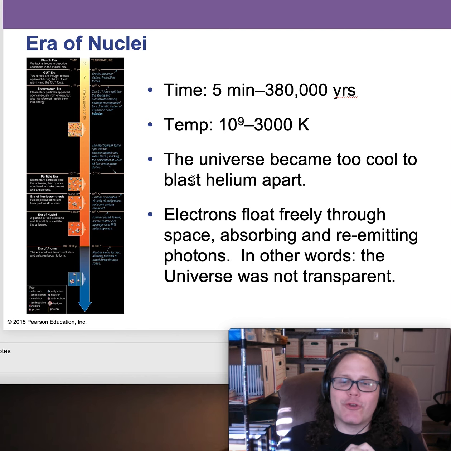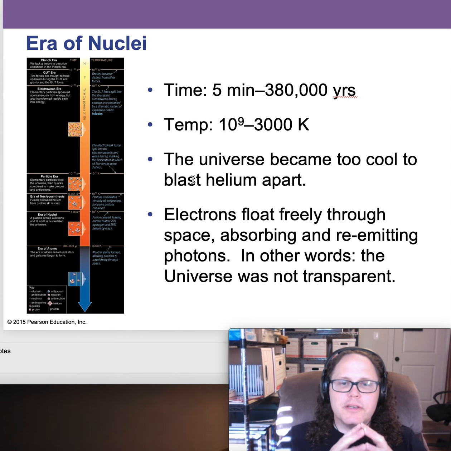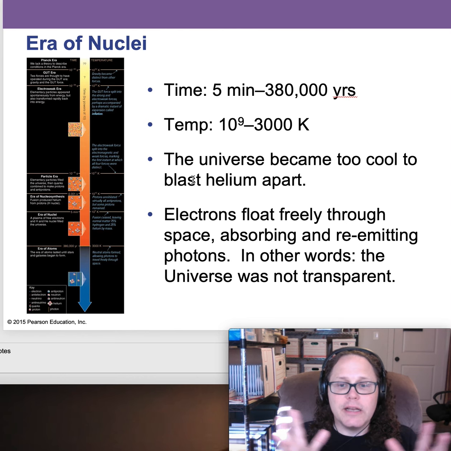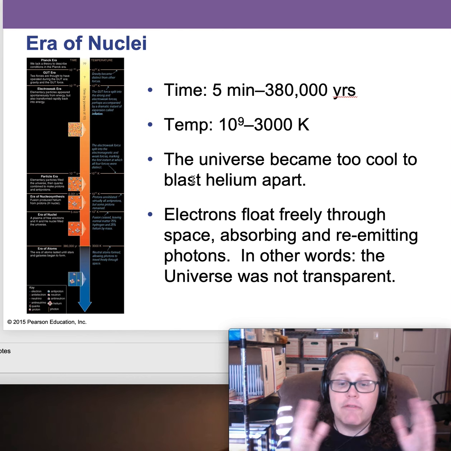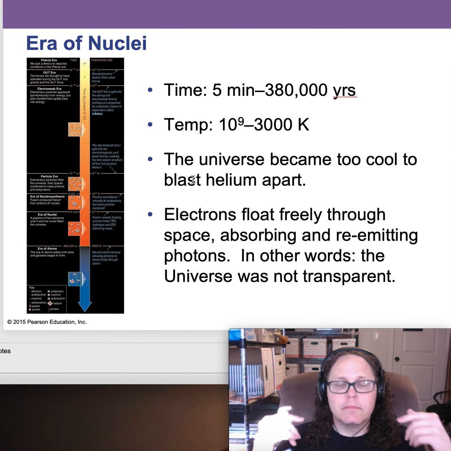And this lasted for 380,000 years, until the temperature finally dropped from 1 billion degrees down to 3,000 Kelvin, the temperature of the coolest stars. At 3,000 Kelvin, 380,000 years, the universe suddenly was no longer hot and dense enough to glow. Electrons would float freely. And photons would float freely through space all the way to our telescopes.